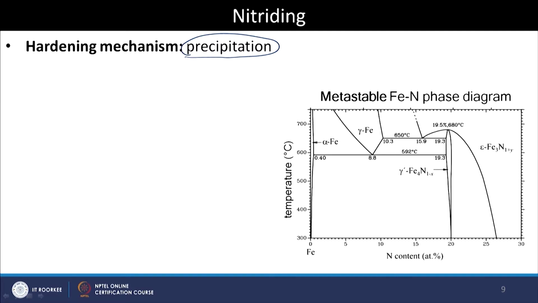precipitation hardening mechanism. So, what is shown here is the metastable iron nitrogen phase diagram. You see that metastable because here all these iron nitrides actually are thermodynamically unstable. The same holds for the iron carbon phase diagram, which is also metastable whenever we introduce cementite in that phase diagram. Now here you see that this is only a portion of the iron nitrogen phase diagram because we have not gone to the 100% nitrogen axis.